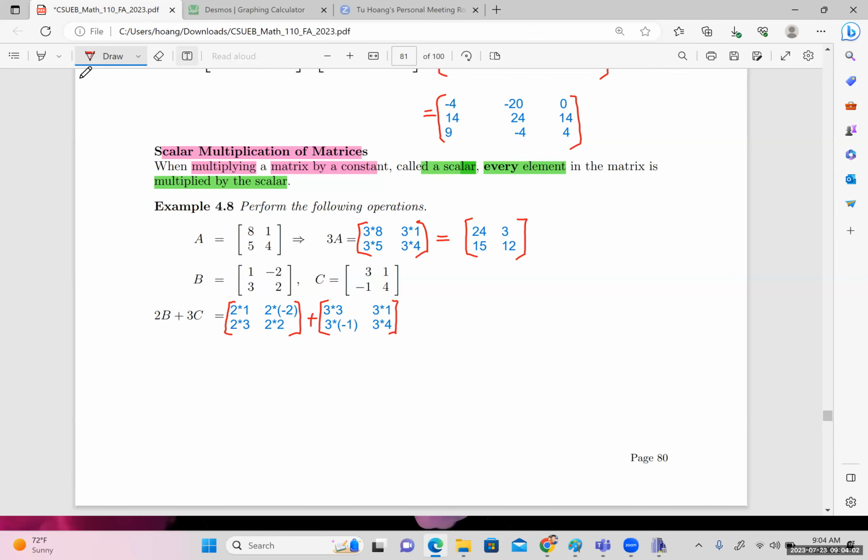So as you see now, if you simplify, 2 times 1 is 2, -4, and this guy is 9, this guy is 3, 6, and then 4, and then -3, and then this is 12. All right, so add them together. Add them up. What do we have?